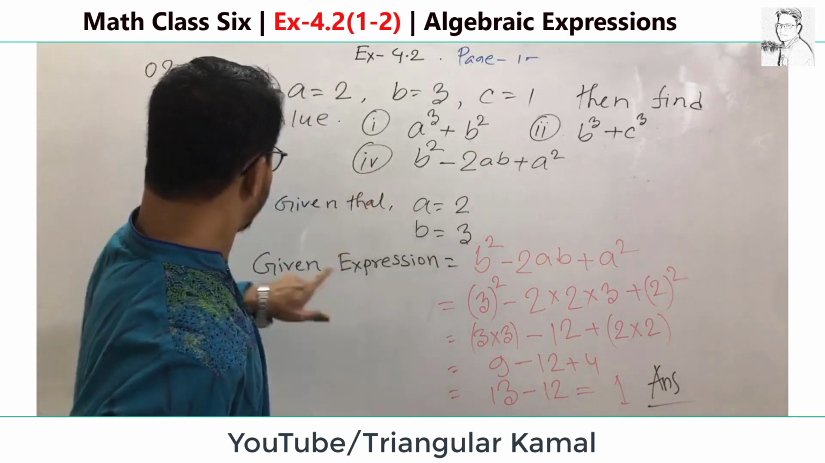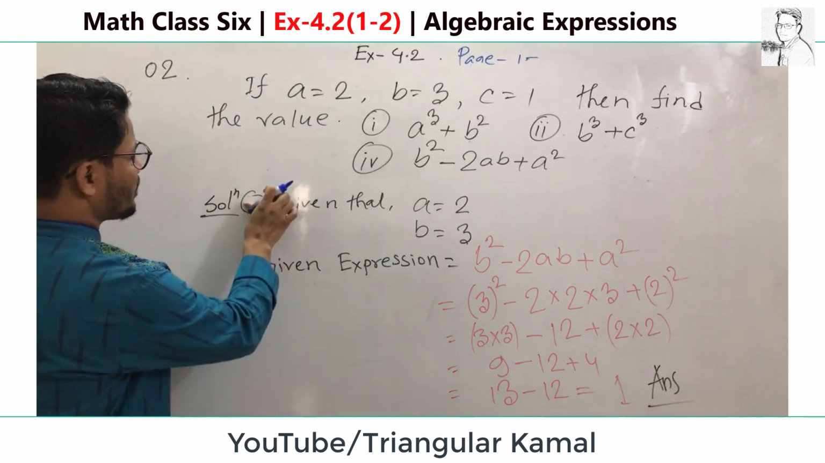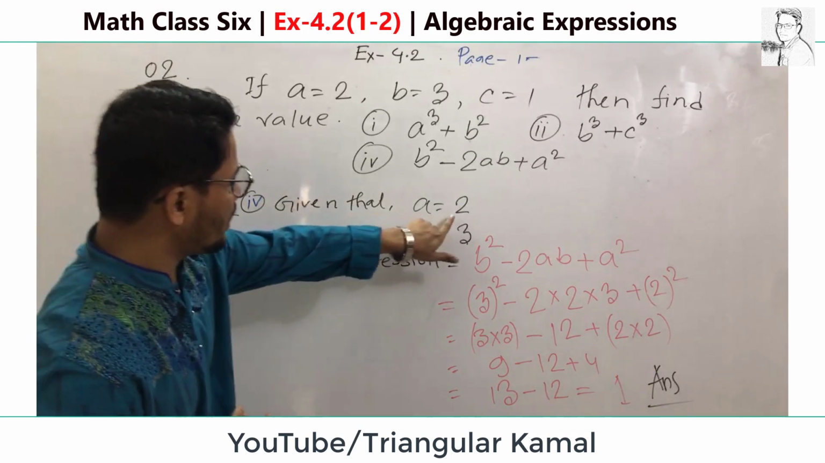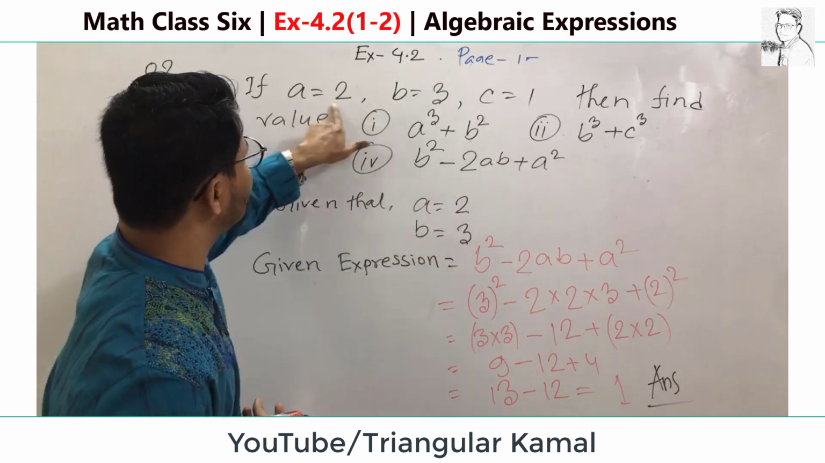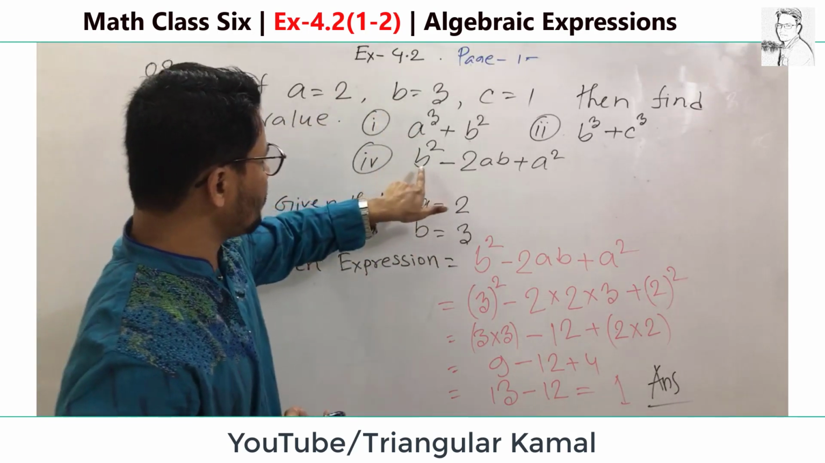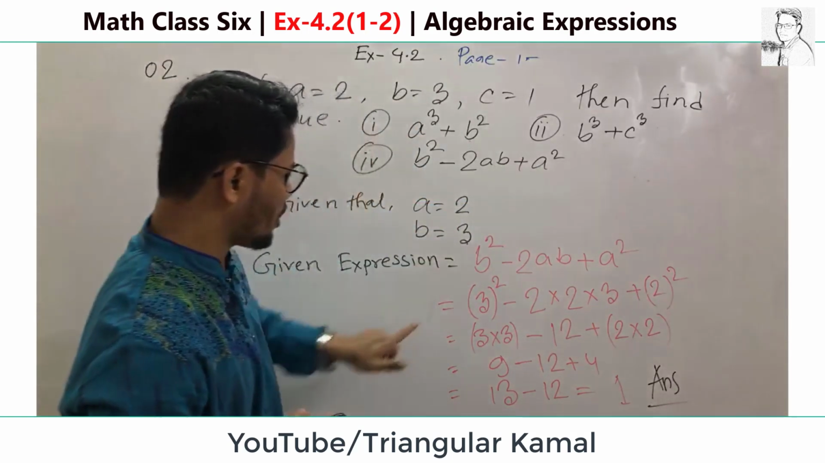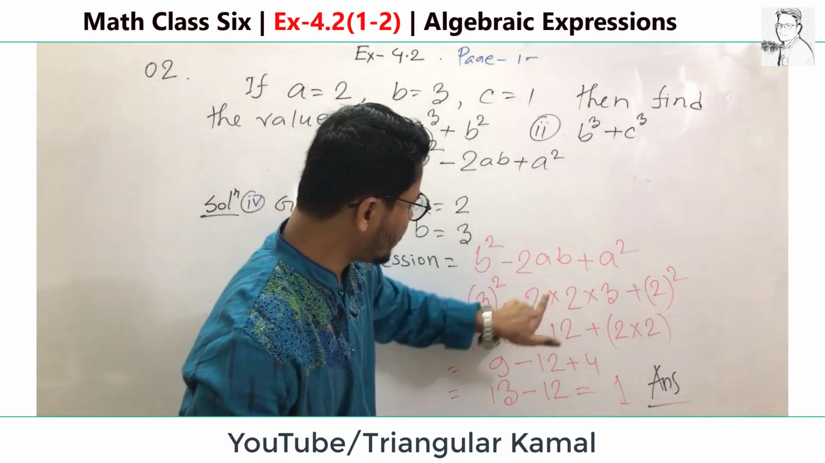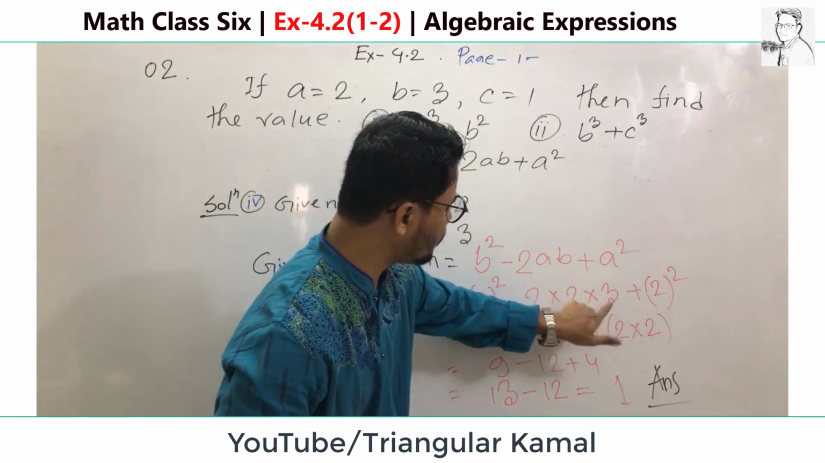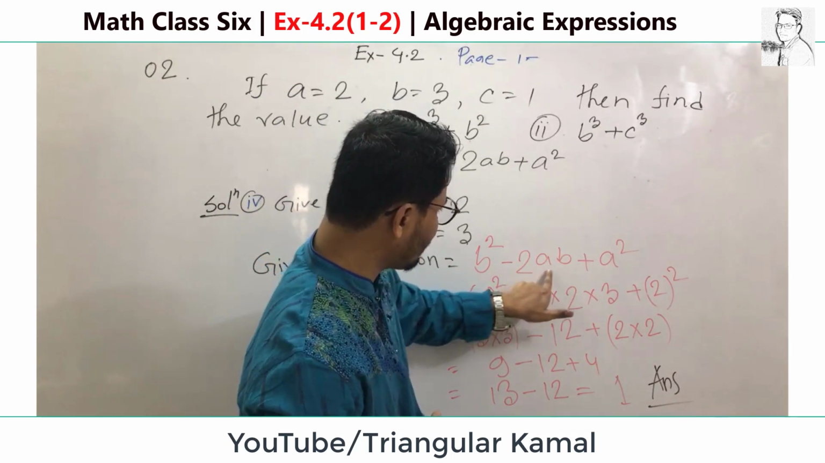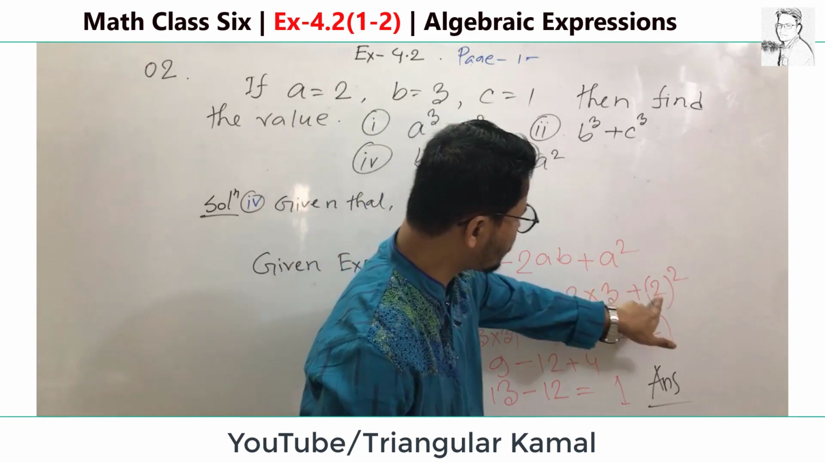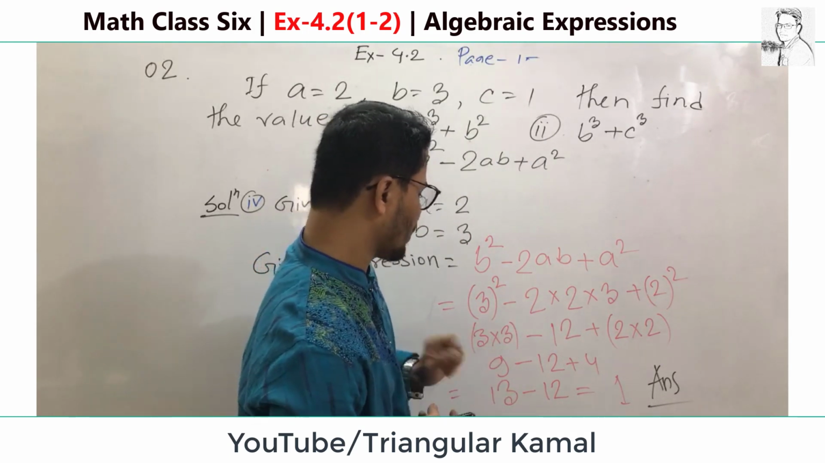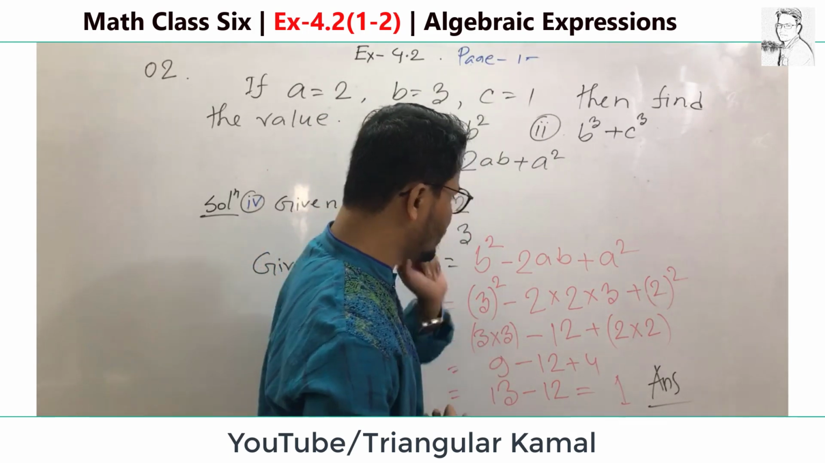This is question number 4. A equals 2 and B equals 3. This information is given here. And question number 4 is B square minus twice AB plus A square. The value of B equals 3, so B square. Twice AB means 2 multiplied by A multiplied by B. This is plus A square. 3 square indicates 3 multiply 3.